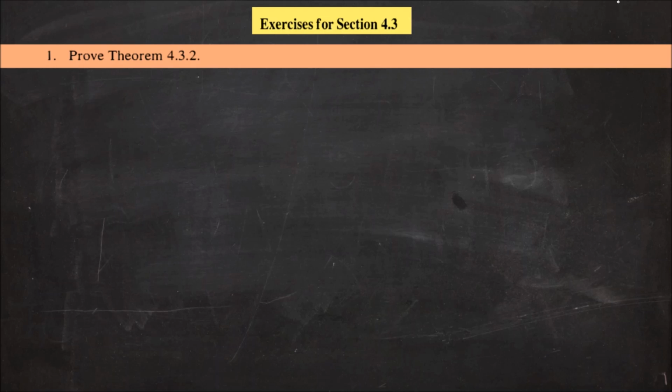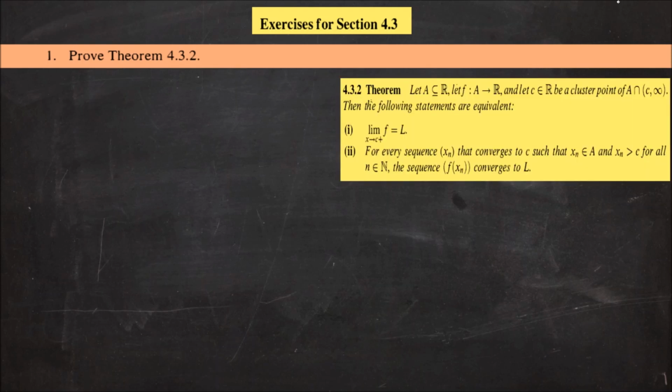So let us start with question number 1. We have to prove Theorem 4.3.2, which is the sequential criterion for one-sided limits. So we have to show that the limit as x tends to c positive of f is equal to L if and only if for every sequence xn that converges to c with xn greater than c, the corresponding sequence f(xn) must converge to L. So let us start writing the proof.